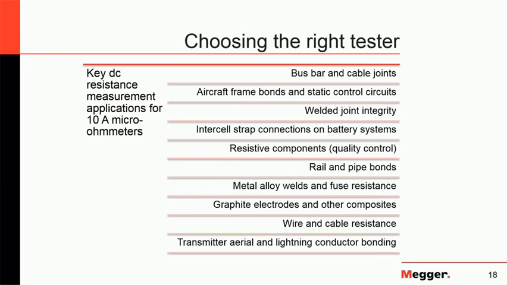So even though all that I just said sounds a little bit overwhelming, there are some common applications. For example, 10 amp micro-ohmmeters, which are really common in the industry. This is again a common range that is used for several applications, like the ones shown here in this slide. For example, the fast connections in battery systems, quality control of resistive components, and general conductor bondings.